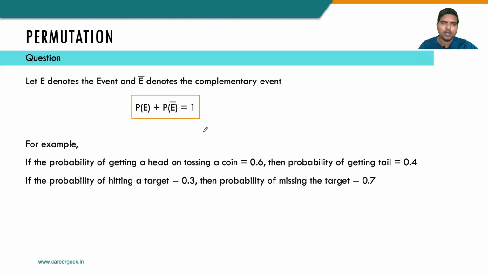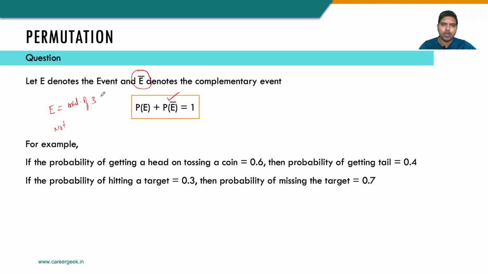Why is this important? Sometimes they will ask you to find probability of some event not happening. Let's say event E is getting a multiple of 3. What is the probability of not getting a multiple of 3? That is the complement. The same way, favorable plus non-favorable is total outcomes. Probability of an event happening plus probability of event not happening is 1.